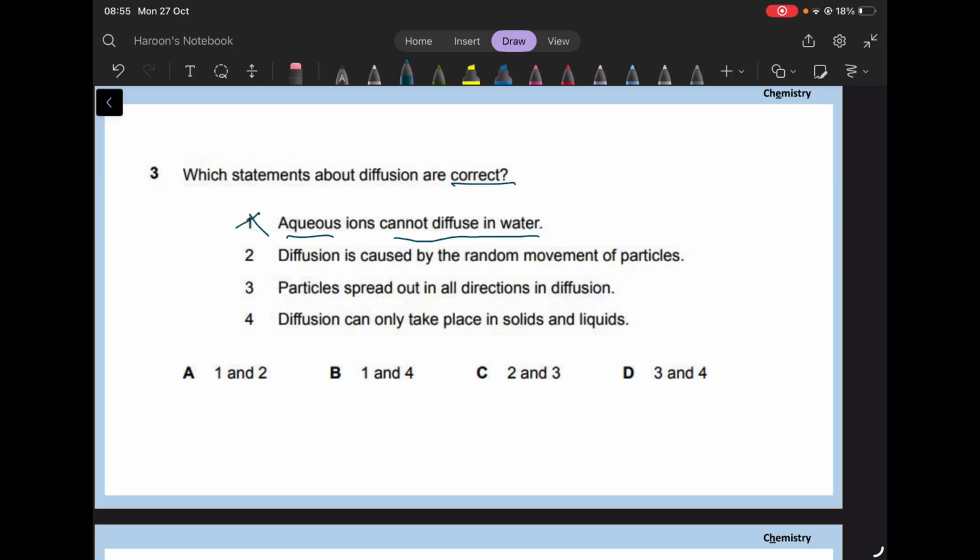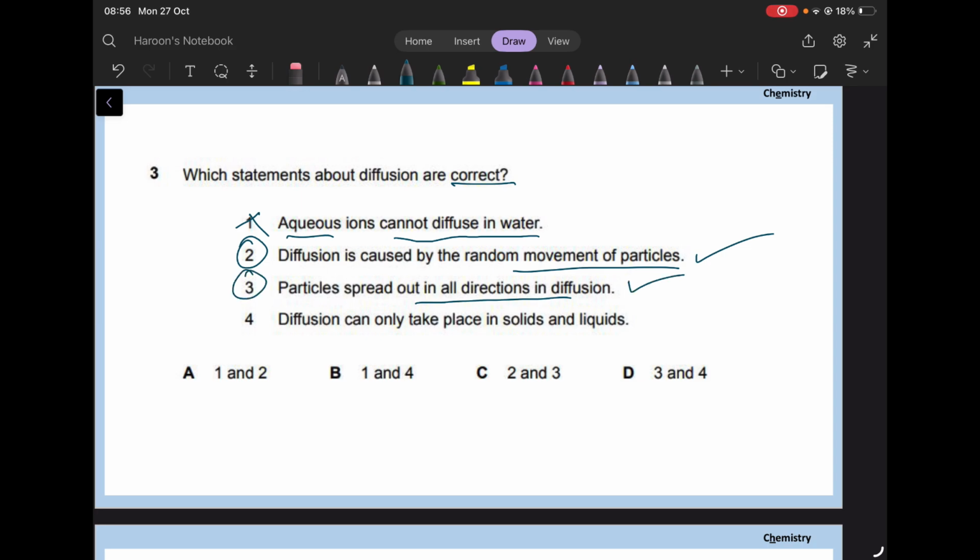One is already out. Diffusion is caused by random movement of particles. Yes, kinetic particle theory. This is correct. Particles spread out in all directions in diffusion. Yes, they spread evenly in all directions, left, right, up, down, in all directions. So this is correct as well.